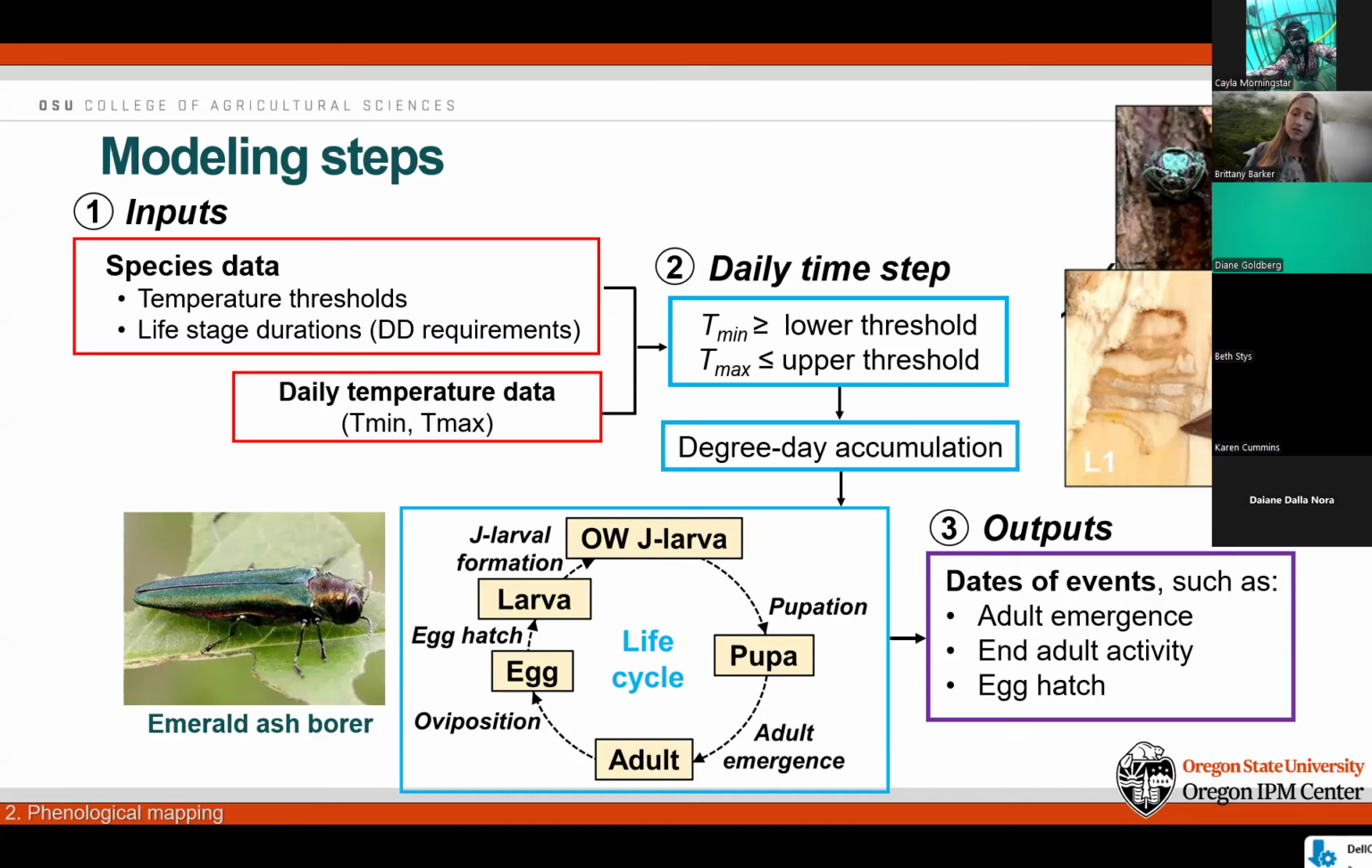So if you're interested, for example, in the dates of adult emergence, that will be an output, maybe dates of end of adult activity, or dates of egg hatch, for example.